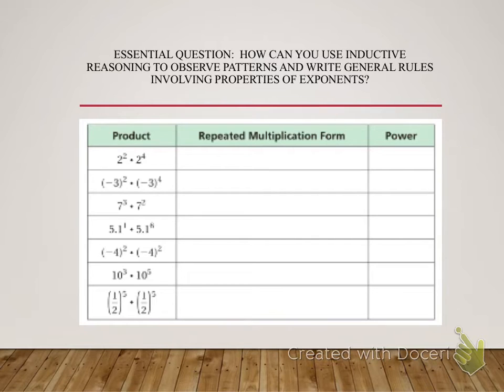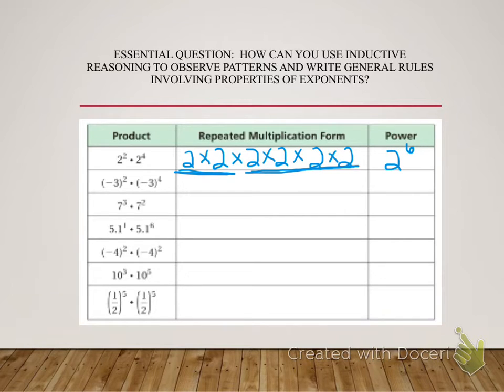So we're going to look here at trying to figure these out. Like we have 2 to the second power times 2 to the fourth power. If I was going to write that in repeated multiplication form, I would have the 2 times 2 right there, and then the 2 times 2 times 2 times 2 right there. So if we count that up, we just have 2 to the sixth power, because there's 6 of them.